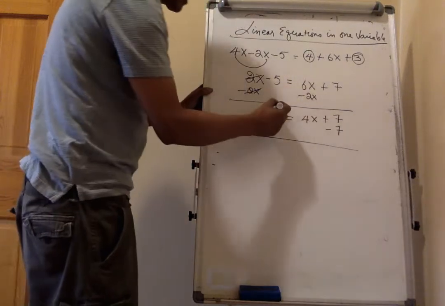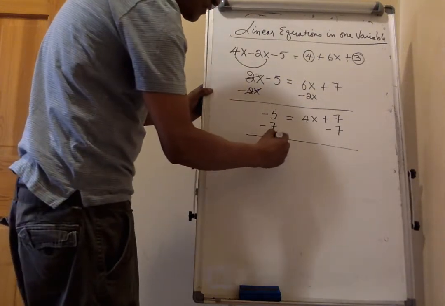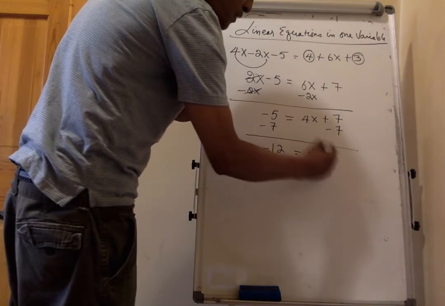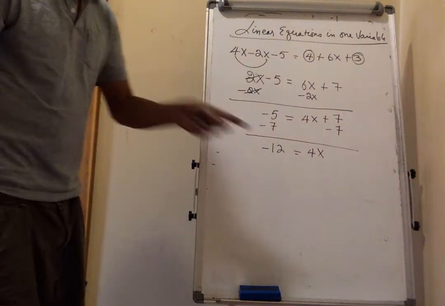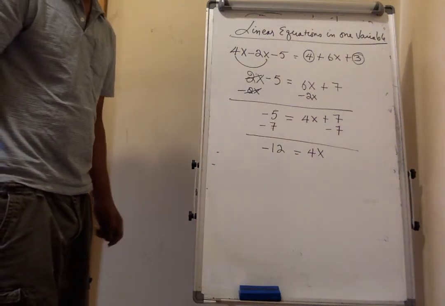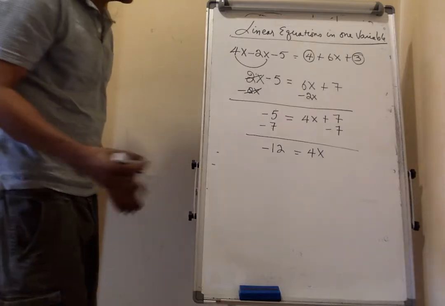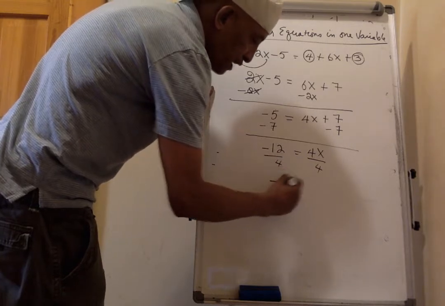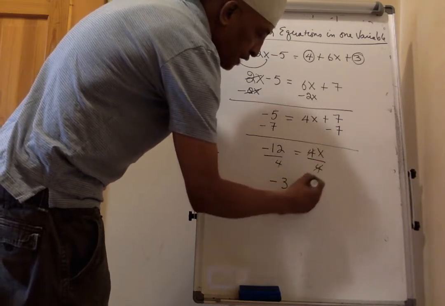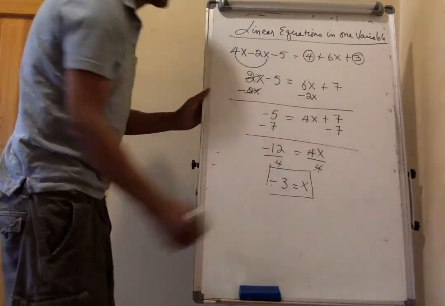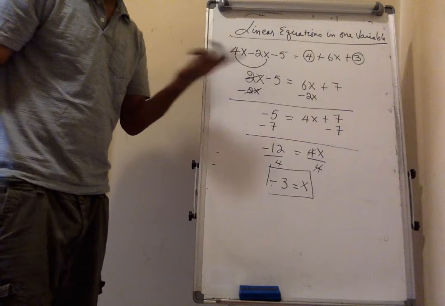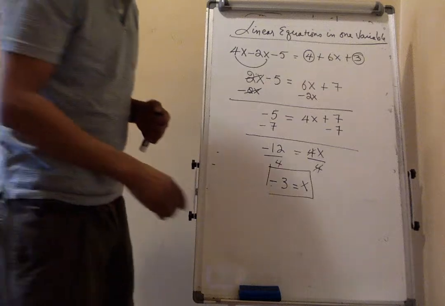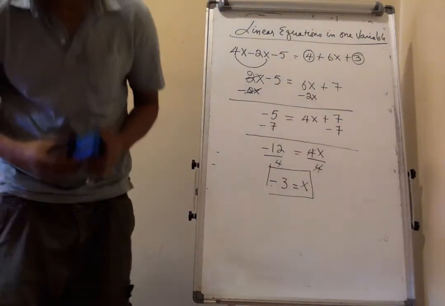Now let's see. Negative 5 minus 7 gives us negative 12. And then you end up with 4x. Now the 4 is in the way of getting the value of x, so I want to get rid of 4. You divide by 4. So you have negative 3, and the 4 and the 4 cancel. So x is equal to negative 3. You can always plug it back into your original equation and check whether that is the correct answer.